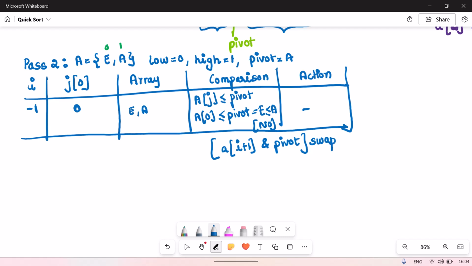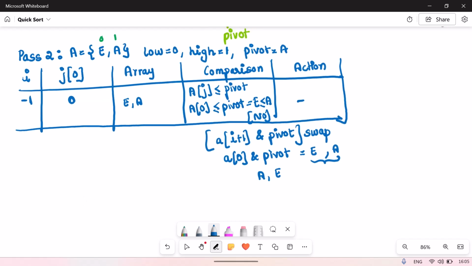Okay, so A of I plus 1, I is minus 1, so it is A of 0 now. A of 0 and pivot will be exchanged. So A of 0 is E and pivot is A. These two will be swapped. So the list I will get is A and E. Now remember, pivot was A.